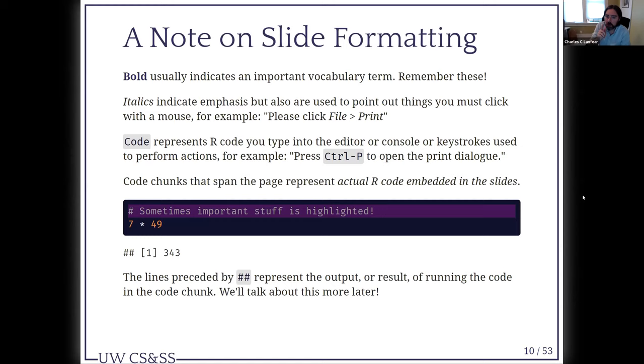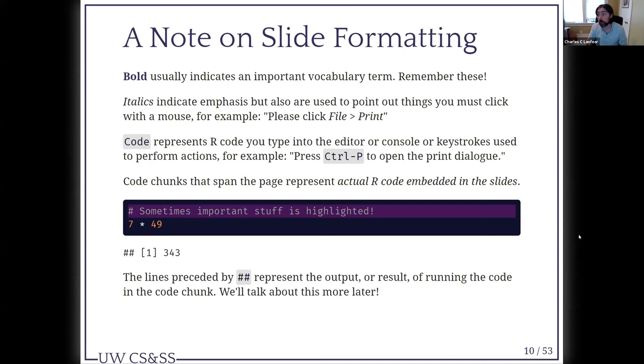Code chunks that span the page and look like this are actual R code that are embedded inside these slides and that ran when I created the slides. So with code that looks like this, I wrote a comment in here, and then all I did is write in the slide 7 times 49. When I press the button to generate these slides, it does 7 times 49 and spits out output saying 343, because that's 7 times 49. So these two little pound signs here, or hashtags for the youth in the room, represent the output of the code. The code chunk runs this code, and then the output is after the two pound signs, okay? We're going to talk about this a lot later.